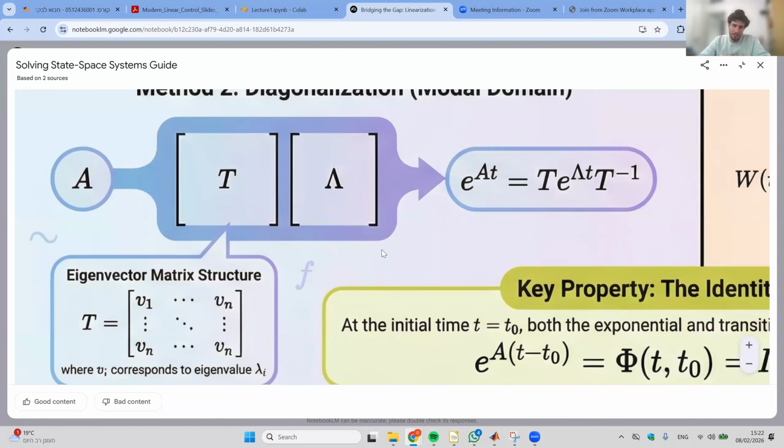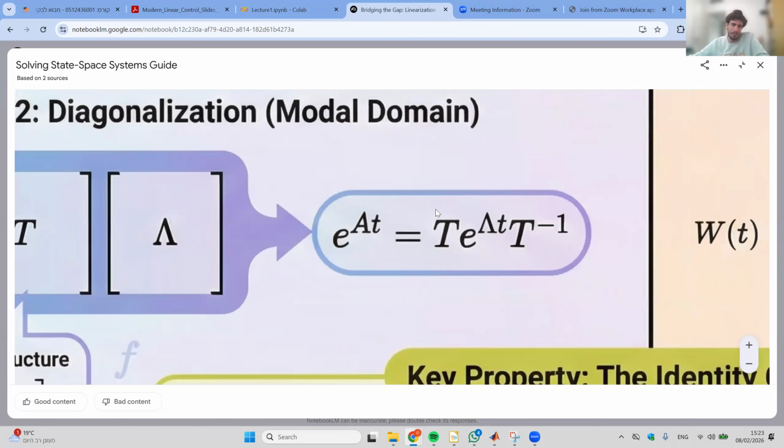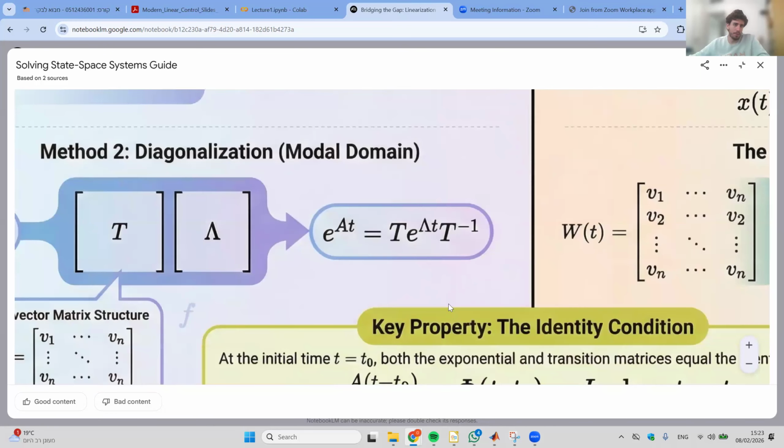And how do we do the diagonalization process? We compute the eigenvalues of A. From them, we create this Lambda matrix, a diagonal matrix with the eigenvalues of A along the diagonal. We compute the eigenvectors of A, and each eigenvector becomes a column in this matrix T. Finally, the exponent matrix itself is T e to the Lambda t, which is just a diagonal matrix where each entry is e to the lambda_i t, times the inverse of T. So it's quite simple, and it's a matter of taste how to approach this.